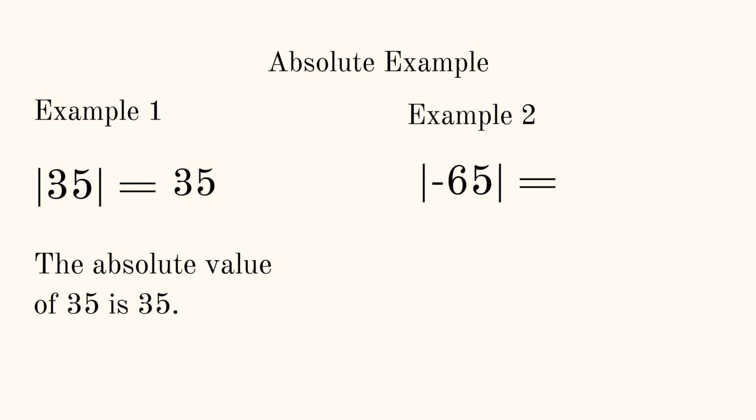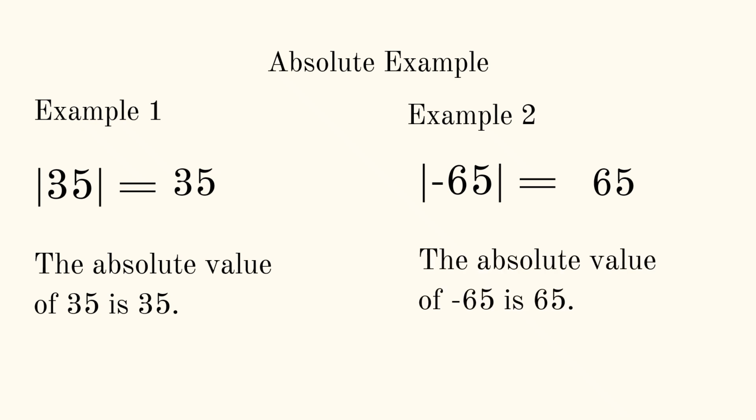Example 2. The absolute value of negative 65. And we ask ourselves, how far is negative 65 from 0? 65. So then we could say the absolute value of negative 65 is equal to 65. And to write this as a verbal expression, we're going to say the absolute value of negative 65 is 65.